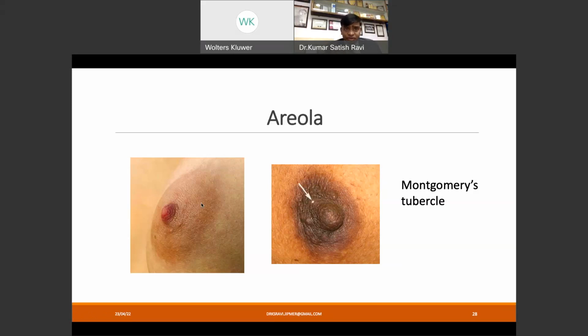Their number and size become increased during pregnancy, and when the number or size gets increased, that condition is called the Montgomery tubercles of pregnancy. So what I said is that during pregnancy the number and size will increase, and these will be called the Montgomery tubercles of pregnancy. These are nothing but enlarged sebaceous glands which appear like small nodules, as you can see in this diagram.